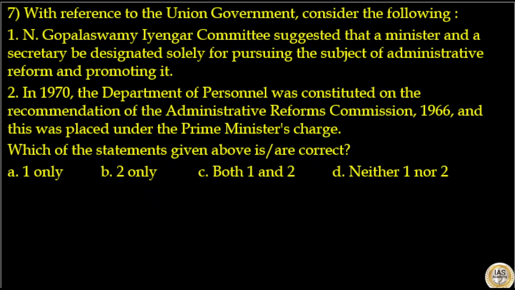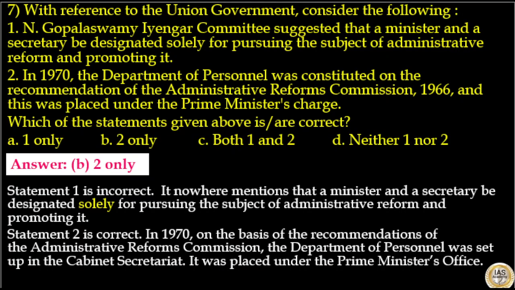With reference to the Union government, consider the following statements. Statement number 1. N. Gopalaswamy Iyengar committee suggested that a minister and a secretary be designated solely for pursuing the subject of administrative reform and promoting it. That is incorrect. Statement number 2. In 1970, the Department of Personnel was constituted on the recommendation of Administrative Reform Commission 1966 and this was placed under Prime Minister's charge. That is correct. Which of the statements given above is or are correct? Here the answer to this question is option B. Statement 2 only is correct.